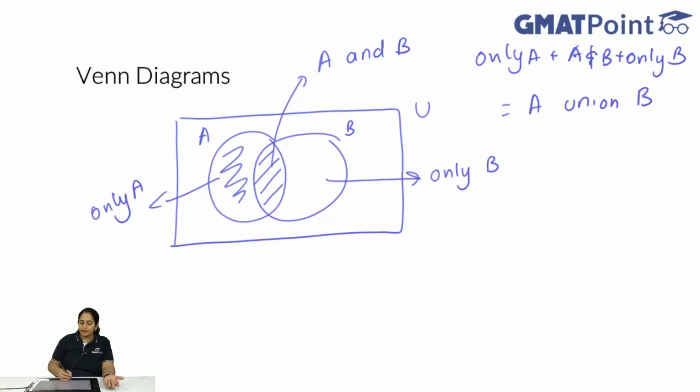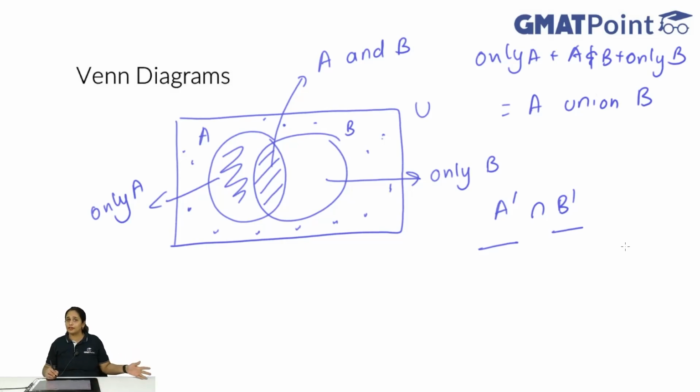Now instead of taking all of this, if I take all the elements that are not part of either A or B, what do I get? I get the intersection of A dash and B dash, that is not part of A nor part of B. So this dotted part is essentially the intersection of the part which is not part of A and not part of B. It basically is all the section other than A and B. So other than this area over here, you get everything else.